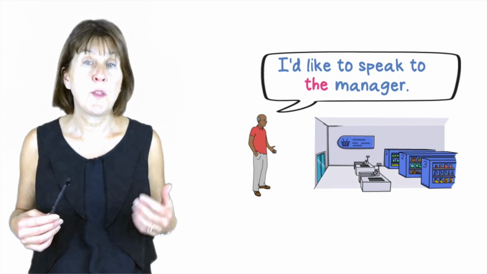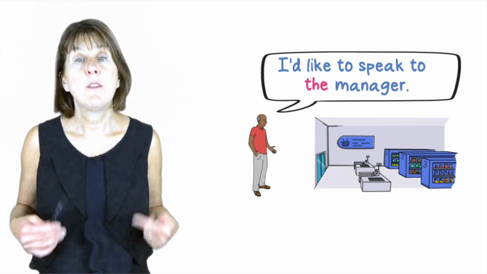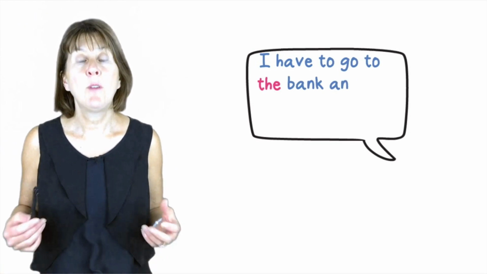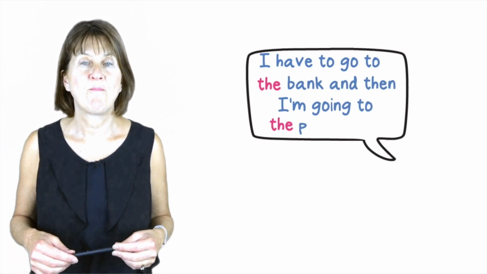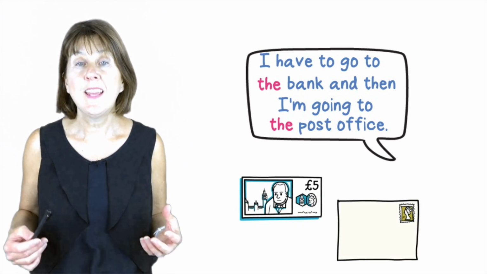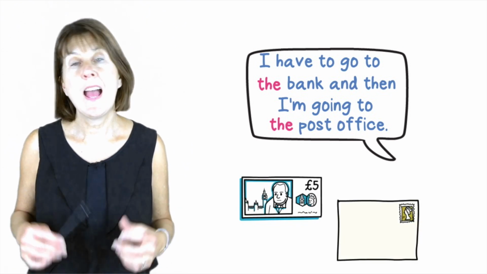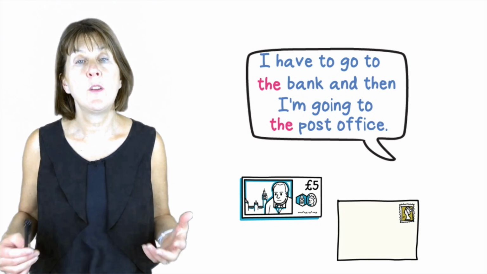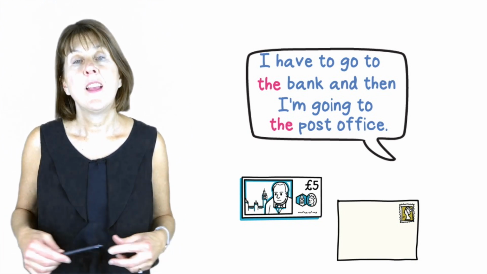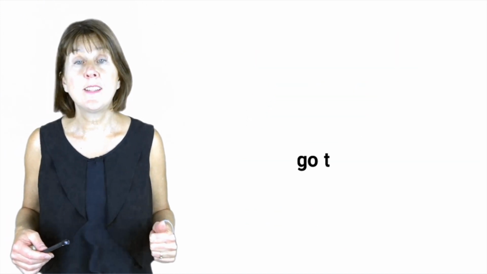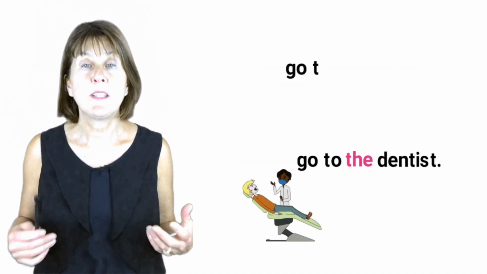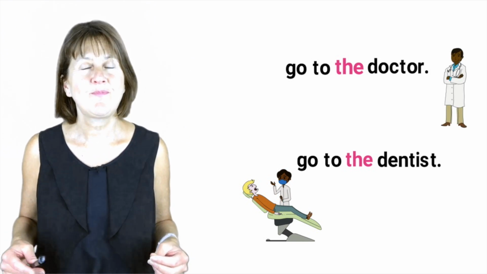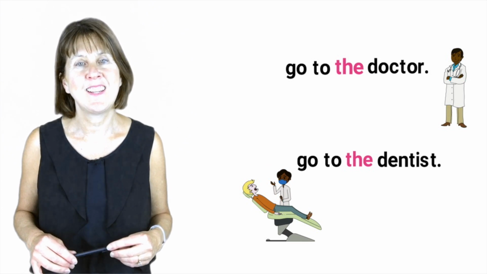Also, we say go to the bank or the post office. For example, I have to go to the bank and then I'm going to the post office. The speaker is thinking of a specific bank and post office, the one they usually go to, so we use the. We also say to go to the dentist or the doctor, as again it's specific. You go and see your dentist or your doctor, not just any doctor or dentist.